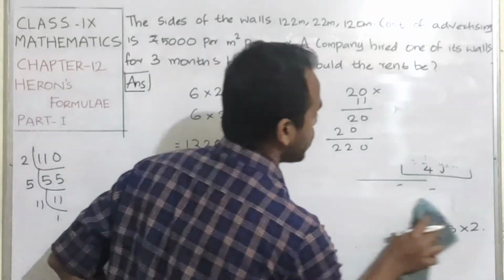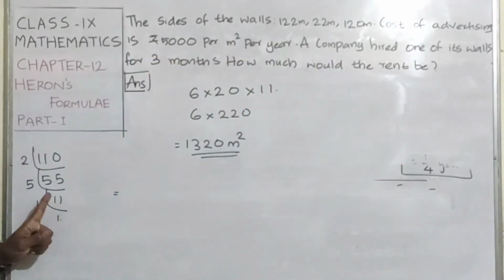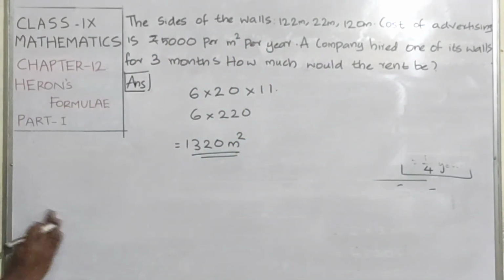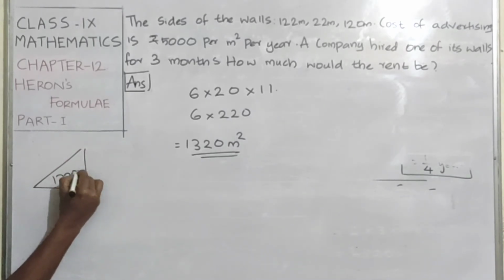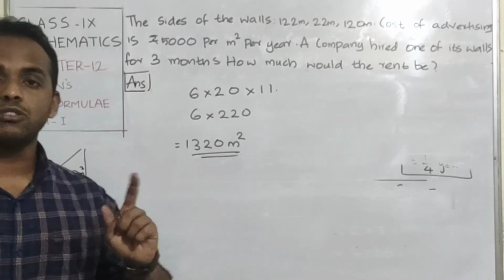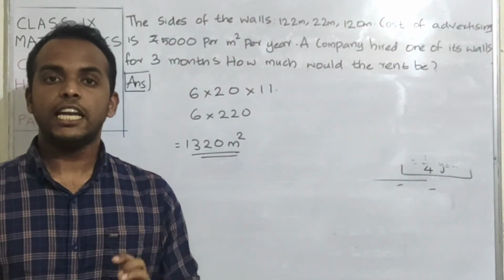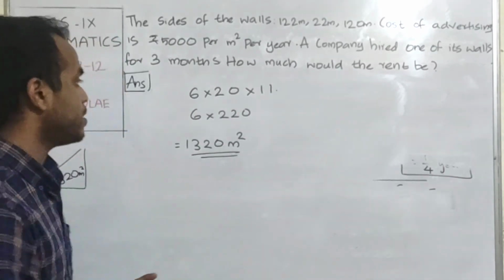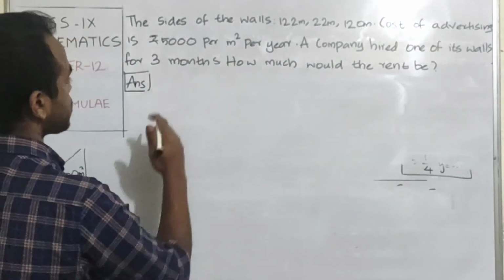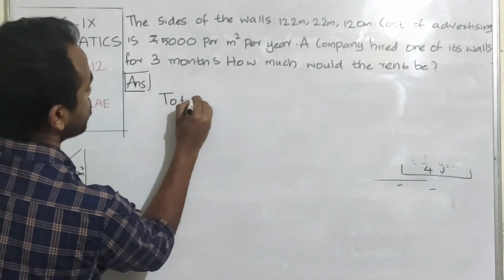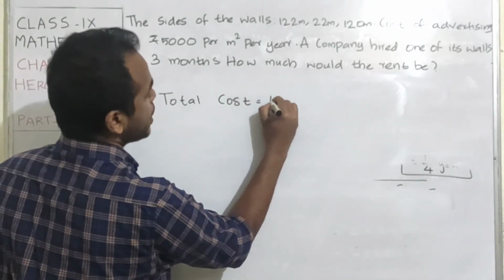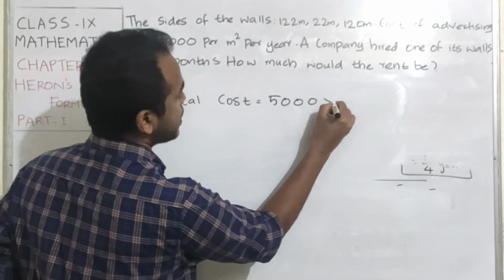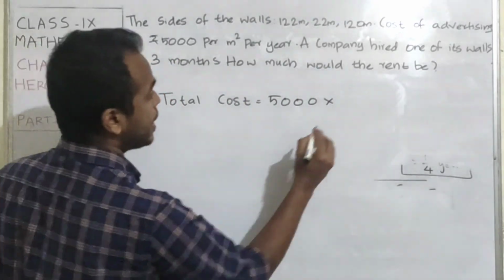So what is this quantity? This is the area of that particular triangle. This area is 1320 meter square. And what was the cost of advertising for 1 meter square? It was 5,000 per meter square. So we need to multiply the two numbers. Total cost is, per meter square it was 5,000 times what was the total area?